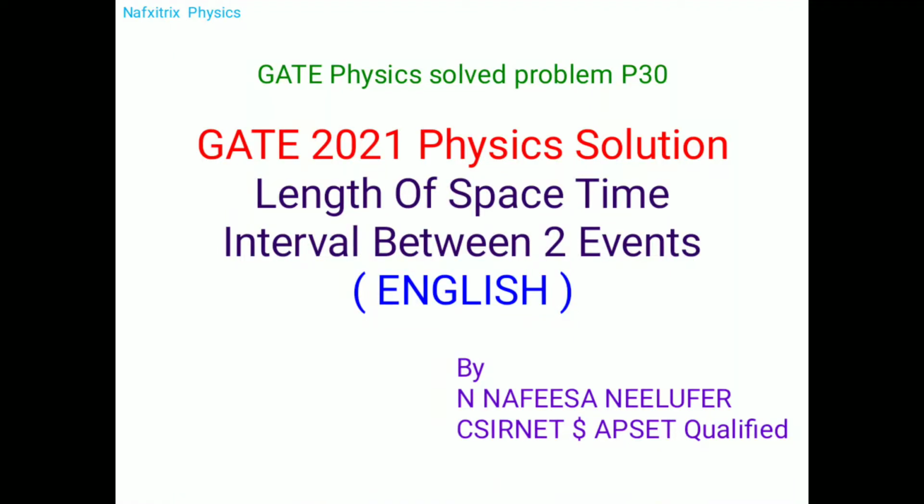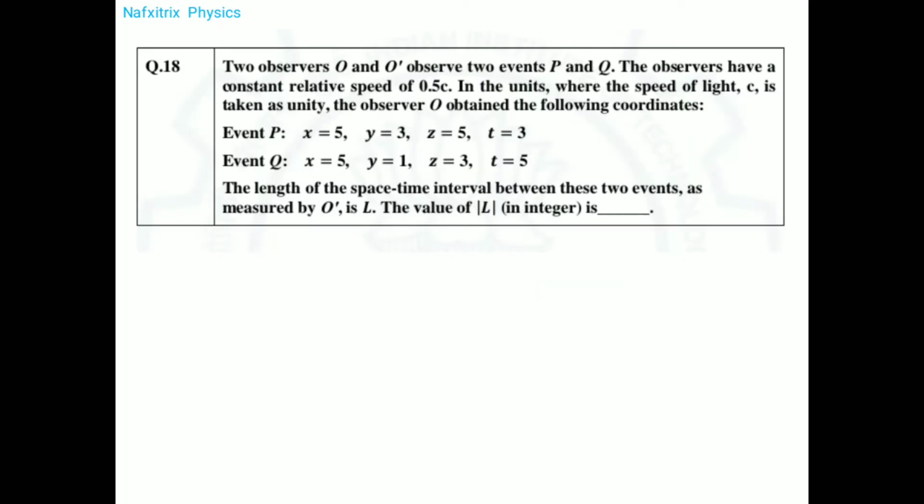So let's discuss a problem from GATE 2021 physics. This is related to the length of the space-time interval between two events. The problem is: two observers O and O dash observe two events P and Q. So there are two observers O and O dash, and here details were given about those two events.